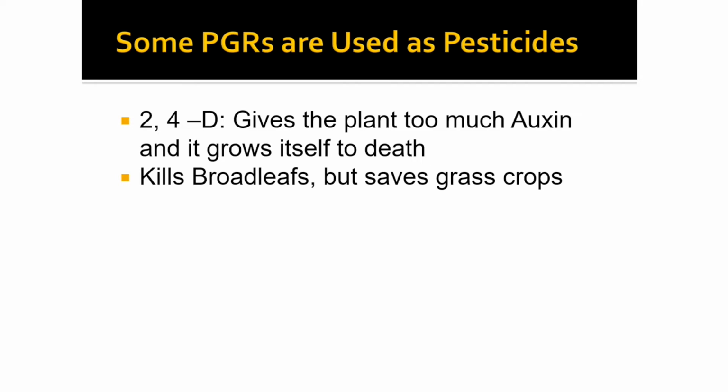It gets a kind of twisted look. It grows too quickly and dies. It targets broadleafs, but not grasses. Remember that distinction when we talked about weeds? So that's the deal there. It grows itself to death, and it saves the grass. So it's a selective herbicide, to use our terms here.